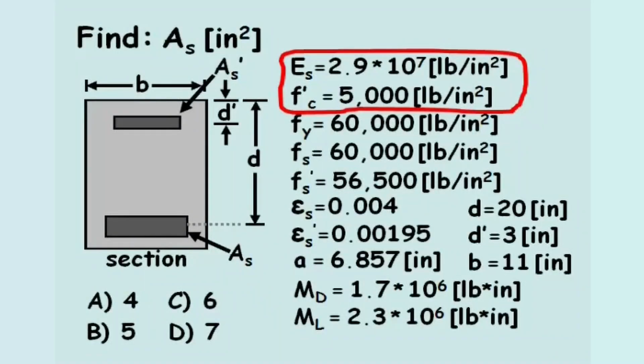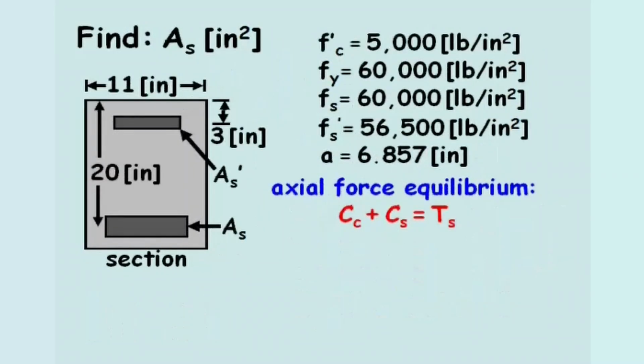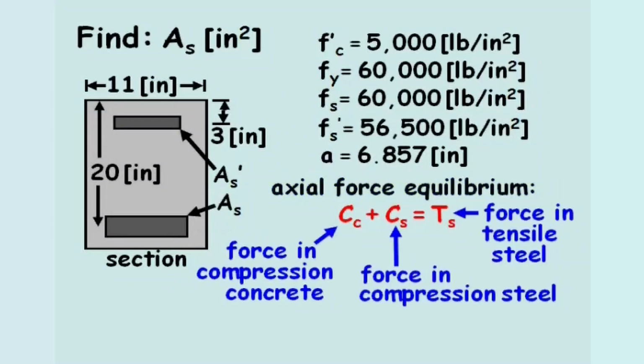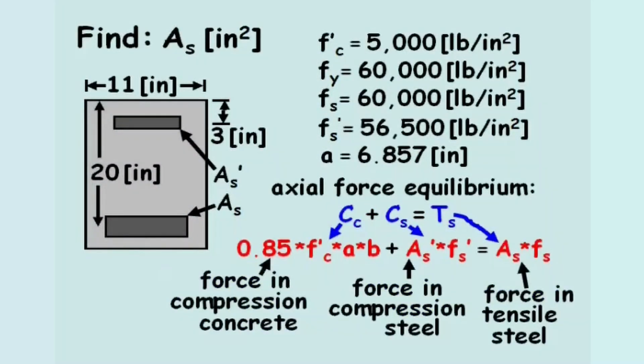To find the area in the tension steel, we'll begin with the axial force equilibrium equation, where the compressive forces in the concrete and steel equal the tensile force developed in the tension steel. We'll write out these variables and solve for the area of steel term, As.